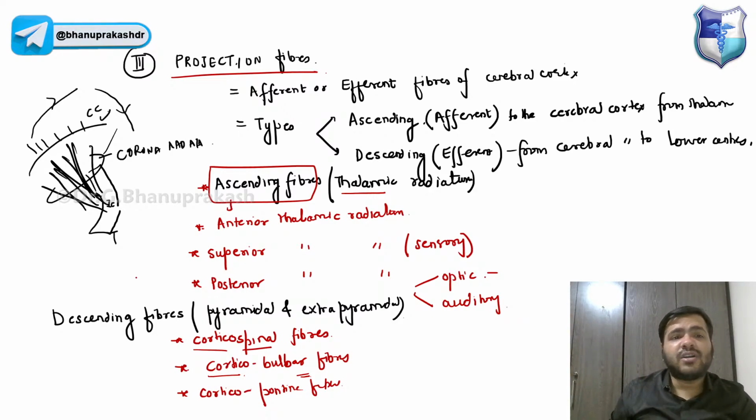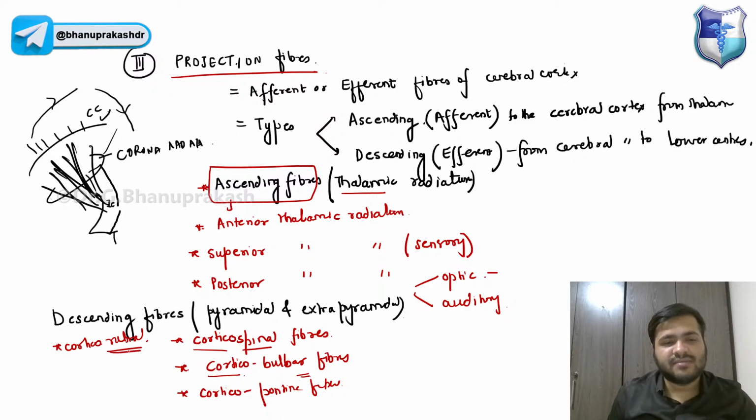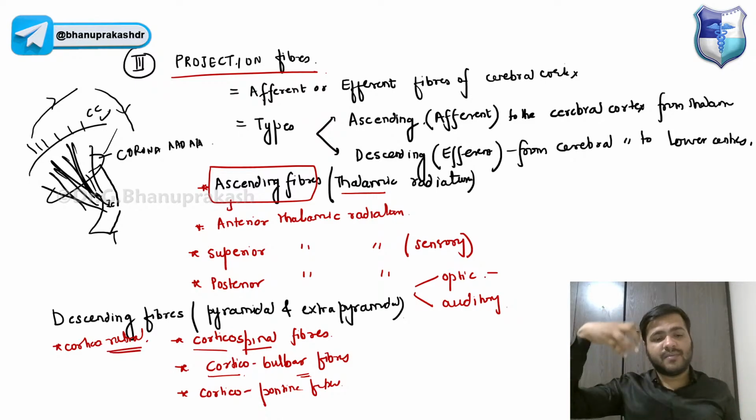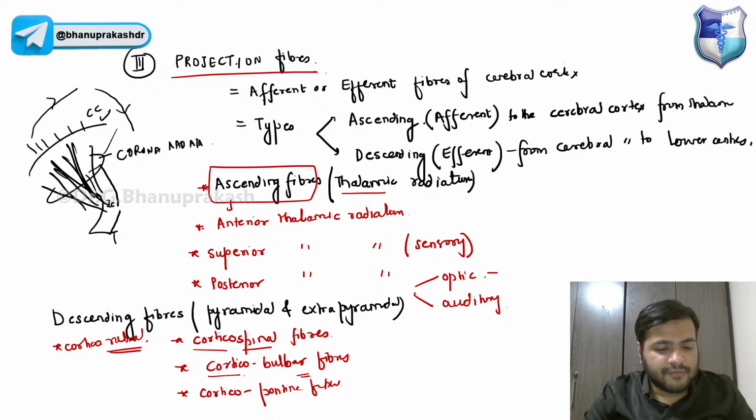We have corticorubral fibers also, and you already know they descend from the frontal lobe. Rubral means the red nucleus in the midbrain. So they come from the frontal lobe and end in the red nucleus of the midbrain. So this is, in short, about the projection fibers, guys.